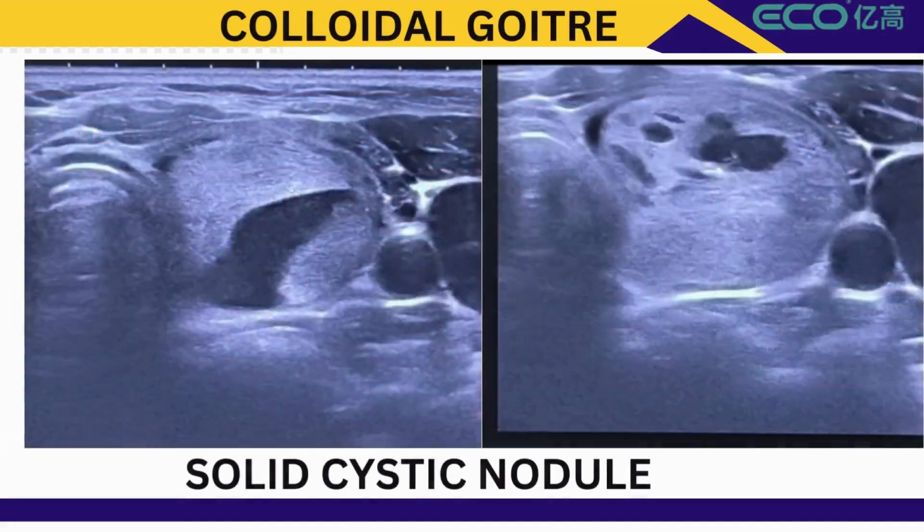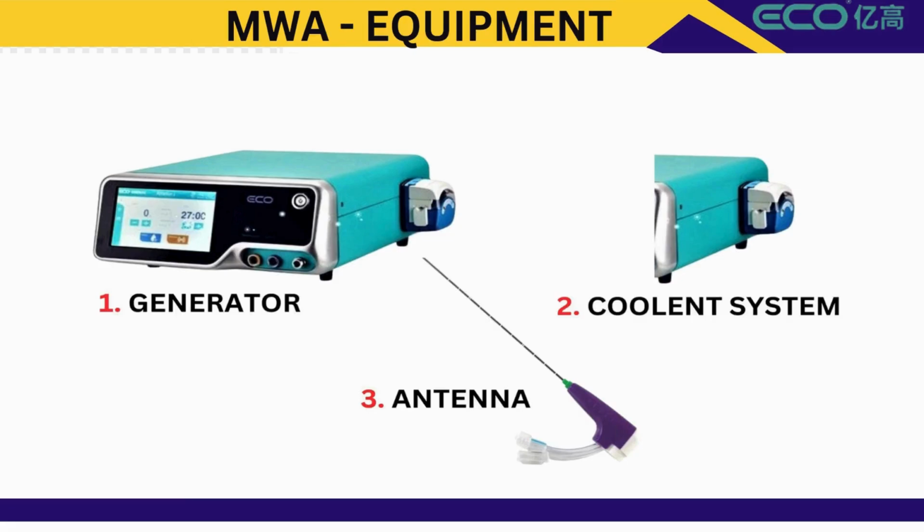Today we are going to do microwave ablation of a solid cystic nodule of the thyroid. We use an Eco microwave machine. So we have a generator, antenna, and coolant system.